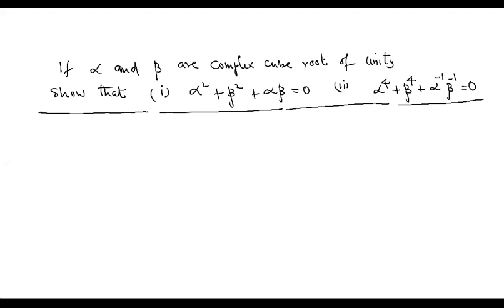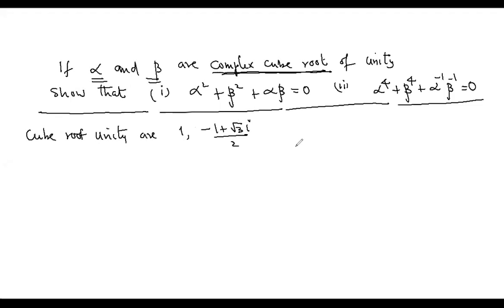What is given to you is alpha and beta are complex cube roots of unity. What are the roots of cube root of unity? The cube roots of unity are 1, minus 1 plus root 3i upon 2, and minus 1 minus root 3i upon 2. These are the two complex cube roots.